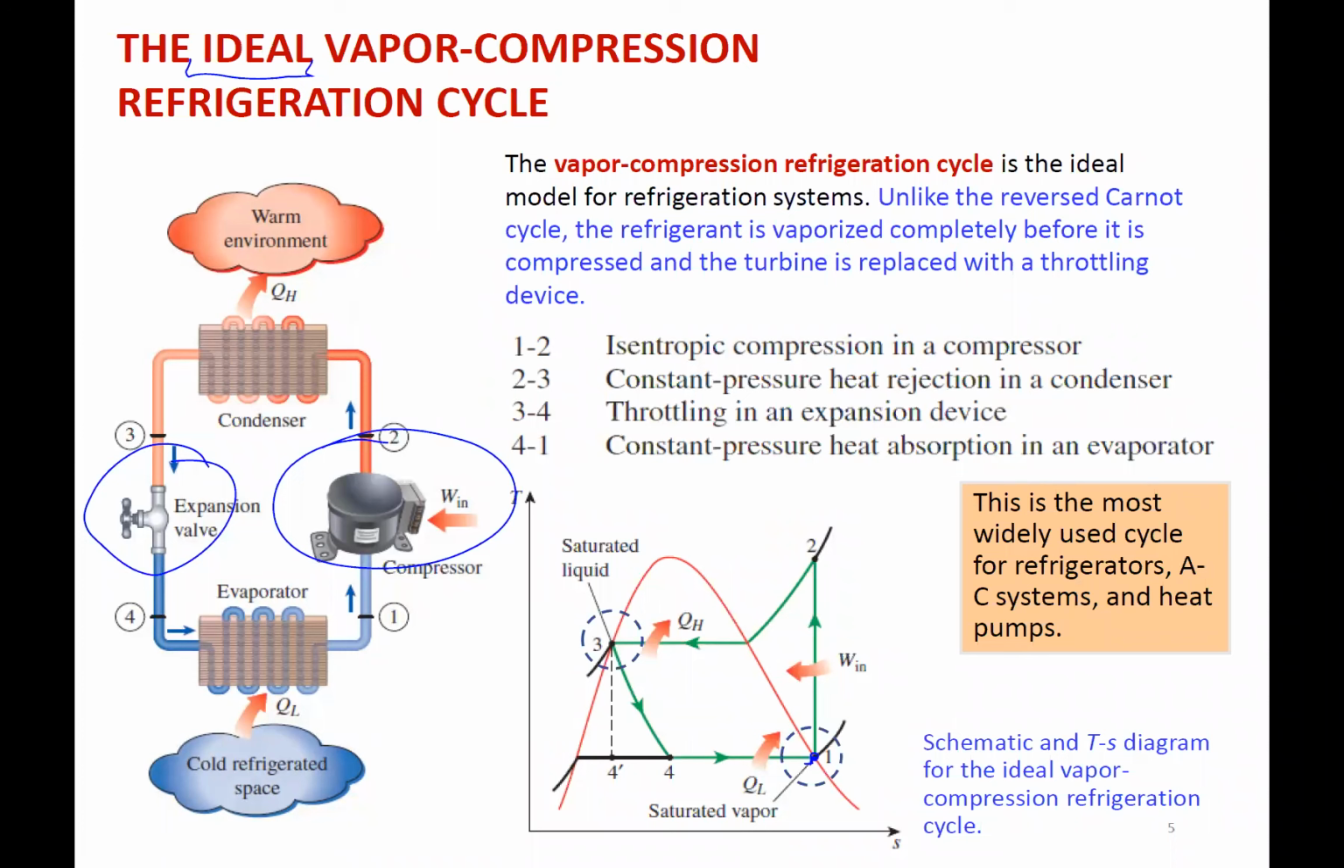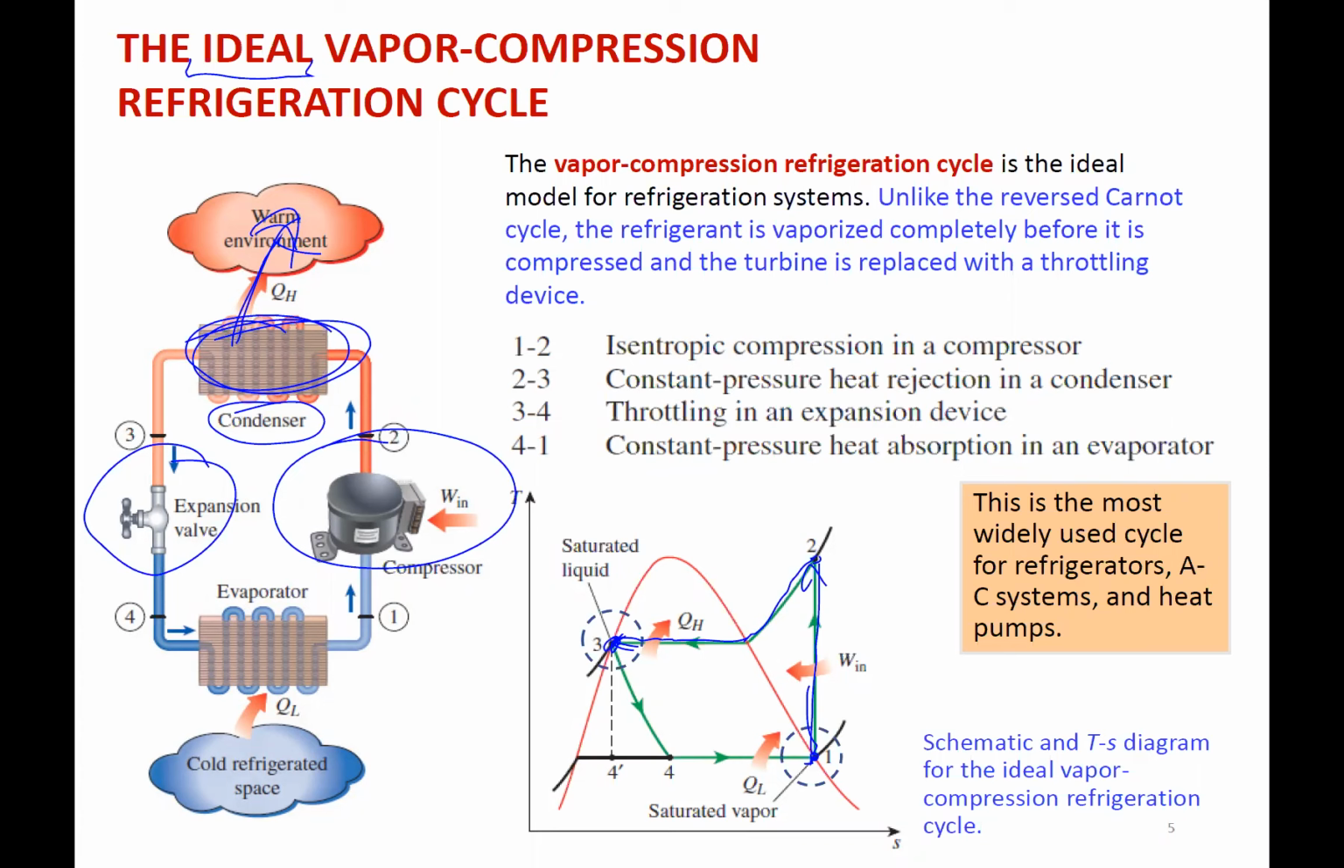So right here, we're compressing. It would be isentropic compression to 2, okay? And then we're at high pressure and temperature, and we can reject heat to the warm environment. So the temperature of the refrigerant in the condenser is going to be hotter than the warm environment, so we can make heat go from high to low. The warm environment is a lower temperature than what we have here. Okay, so that means we can condense and get to a saturated liquid. So we call that a condenser because we're taking superheated vapor and condensing it all the way to saturated liquid. Okay.